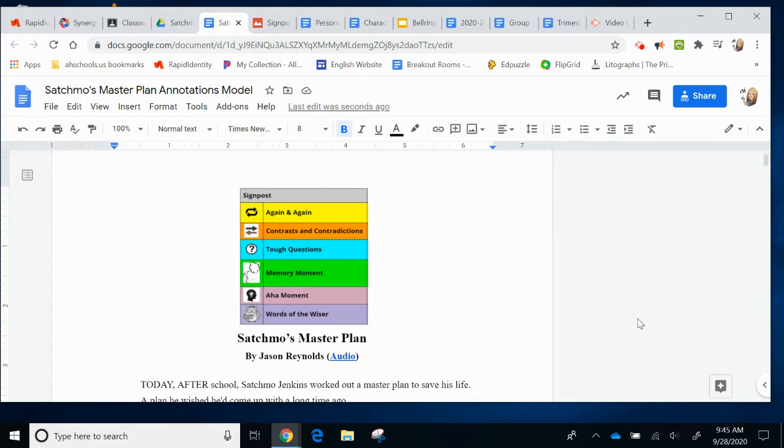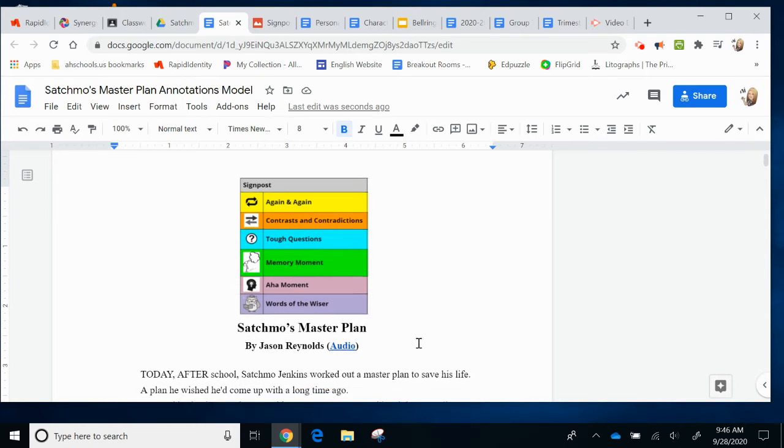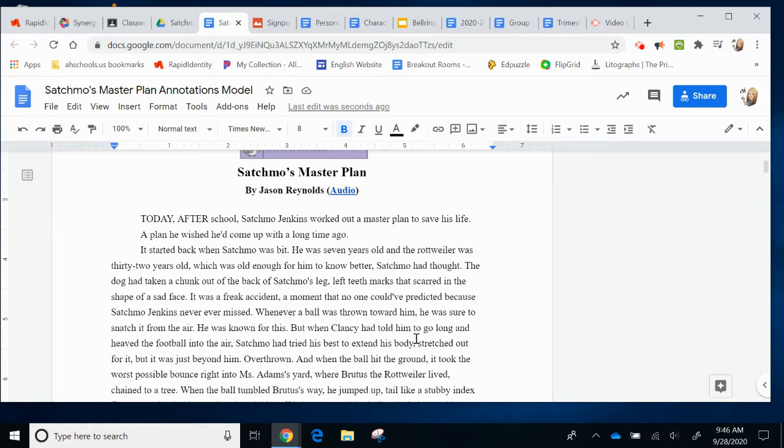At the top of this document, you are going to see the little key here that gives all 6 signposts, as well as color coding here. Stick to these colors. You don't have to stick to these shades necessarily, but stick to the specific colors because that's going to help when we're identifying signposts. So I'm going to go ahead and get started walking you through the first part of the story.